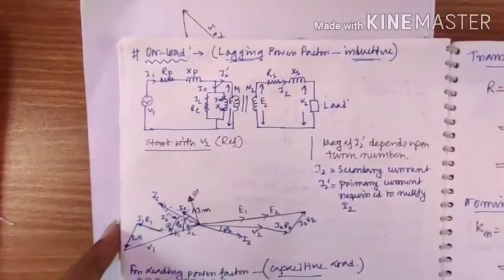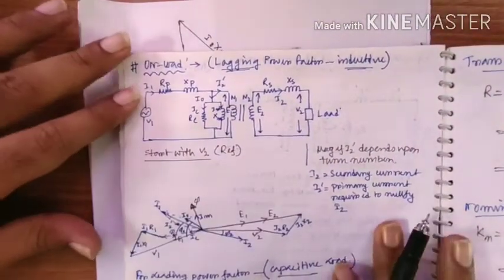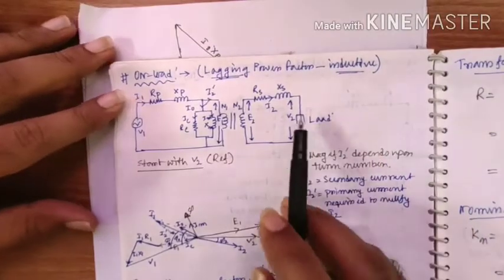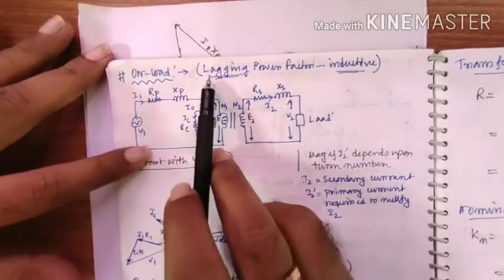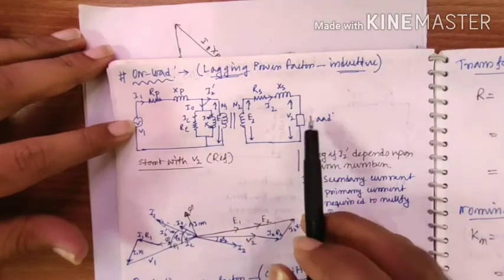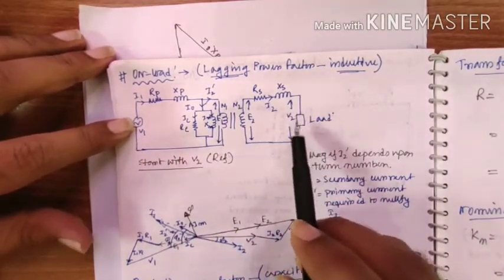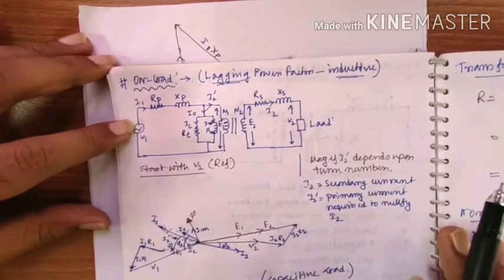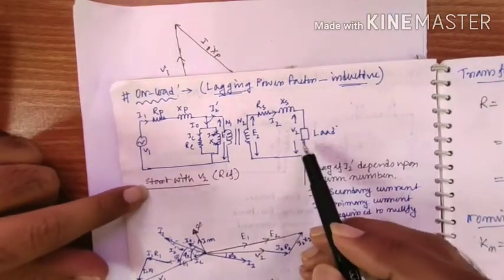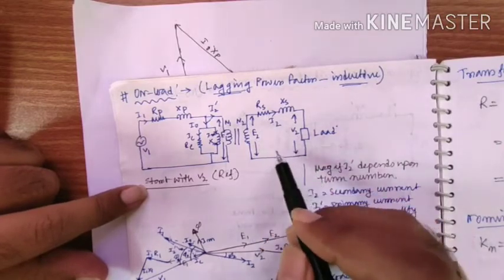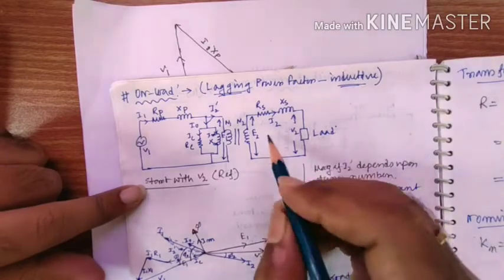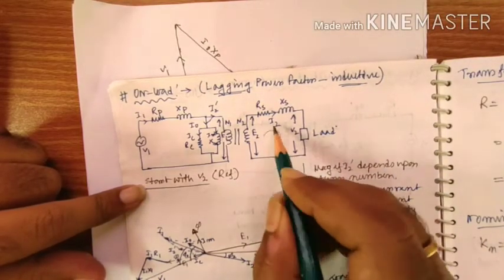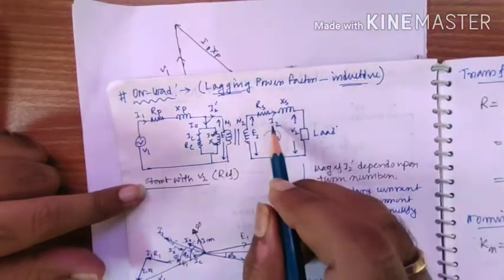Now assume that the transformer is on load. Right now we have connected a load in the secondary winding, and the nature of the load is lagging power factor, that means it's inductive. So what happens right now? As the load is present, this path becomes a complete circuit, a closed path. So a certain amount of current should start flowing through it. That is called I2, the secondary winding current.